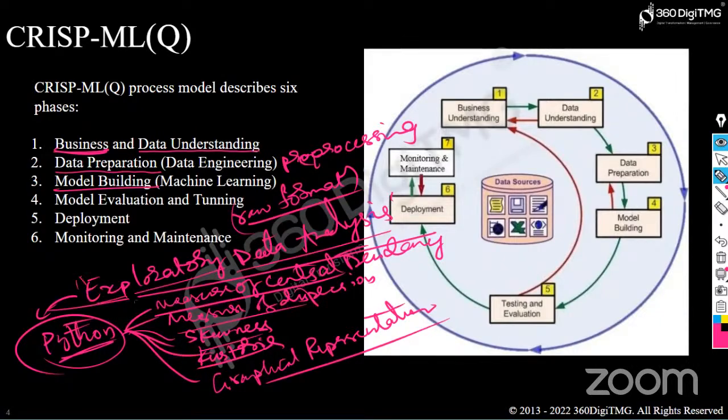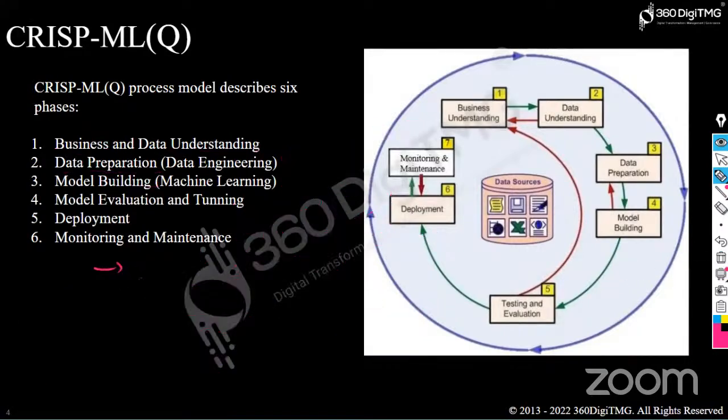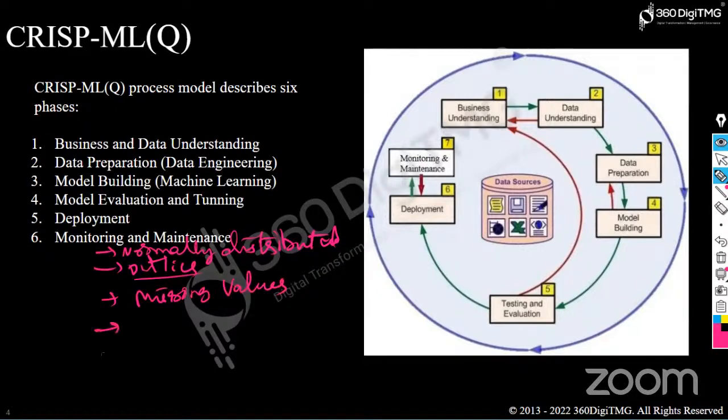So exploratory data analysis is going to have an analysis of how the data is distributed, whether it is normally distributed, whether it is having any missing values, whether it is having any outliers, and whether it is having any duplication.